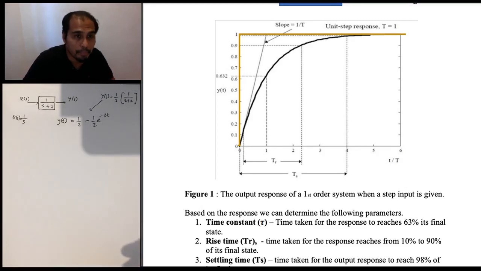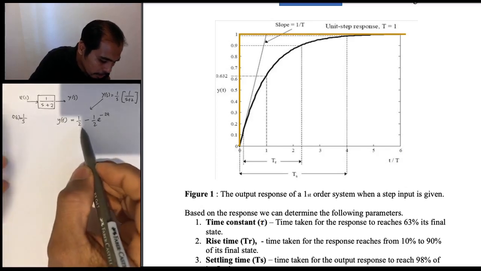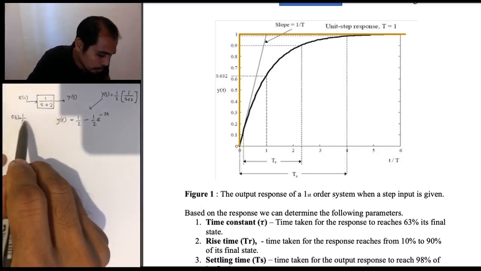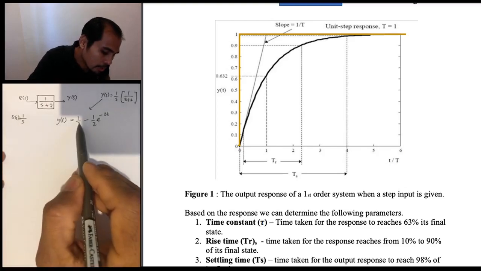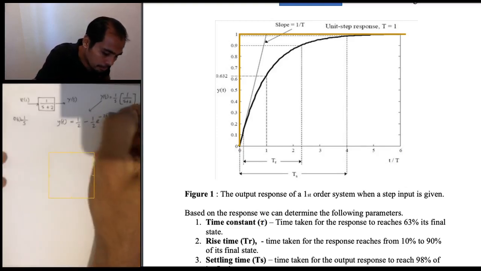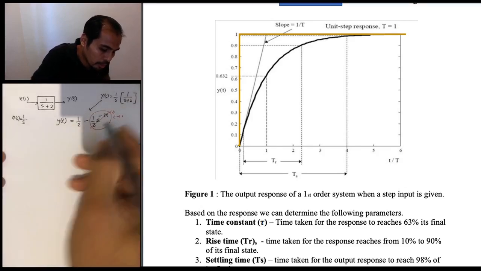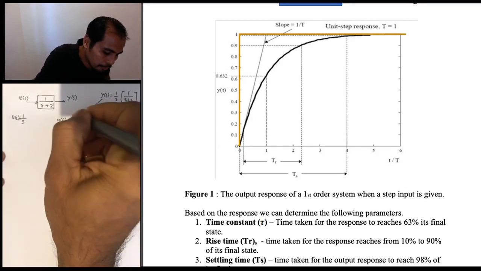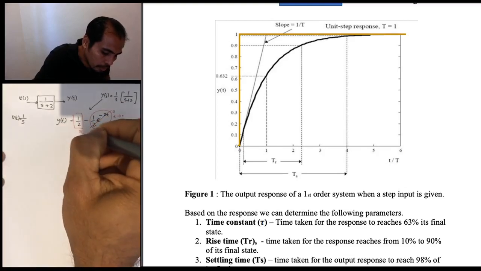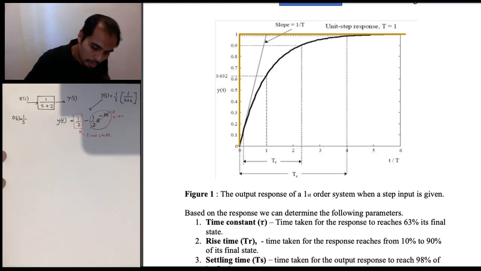Okay, we got this. So once we have this, we know that our final state is half, even though the input is 1 over s. The final state response is half, because as t approaches infinity, this term here becomes 0, right? So this is our final state. Okay, let's try another one.